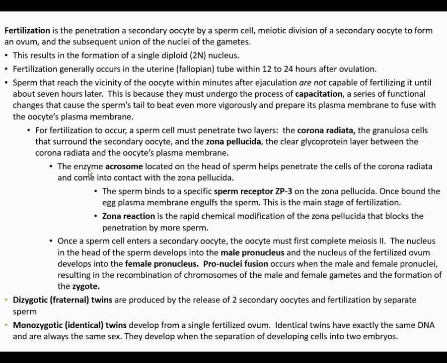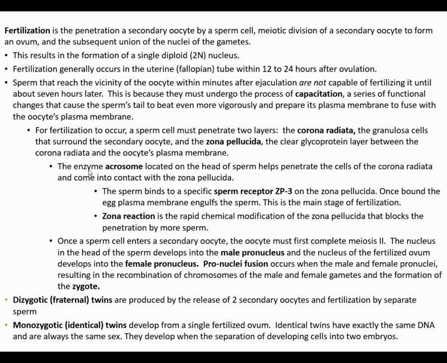That allows for the head of the sperm to come into contact with the zona pellucida, and the sperm will then bind to a specific receptor, the sperm receptor ZP3, kind of a cool term, which is found on the zona pellucida. Once bound, the egg plasma membrane will engulf the sperm, and this is considered to be the main stage of fertilization. After that, a zona reaction occurs, which prevents any other sperm from penetrating the egg, because that would be bad news. That's not how you make twins, and that would be creating a non-viable cell.